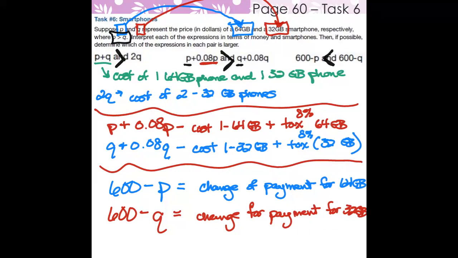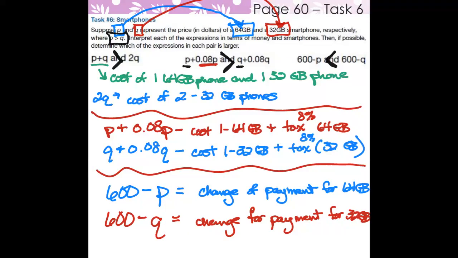Isn't that cool? We don't even have any idea how much they actually cost. All we know is the one phone costs more. Okay? Like I said, you have never had a math class like this, have you? You're like, I'm not so sure about this. It's okay. Any questions about those three problems? All right.